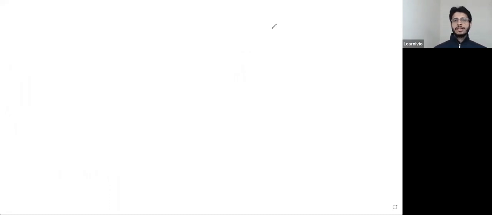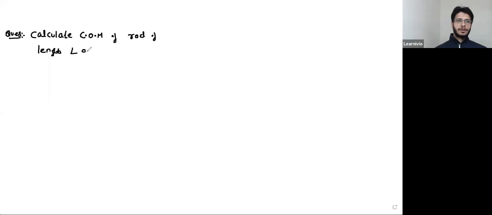So let's do one example on this concept. Let's calculate the center of mass of a rod of length L and mass M. So is a rod a discrete distribution of particles, or is it a rigid body?